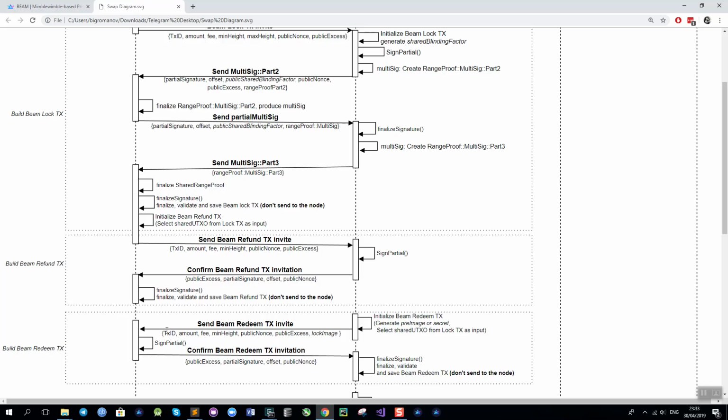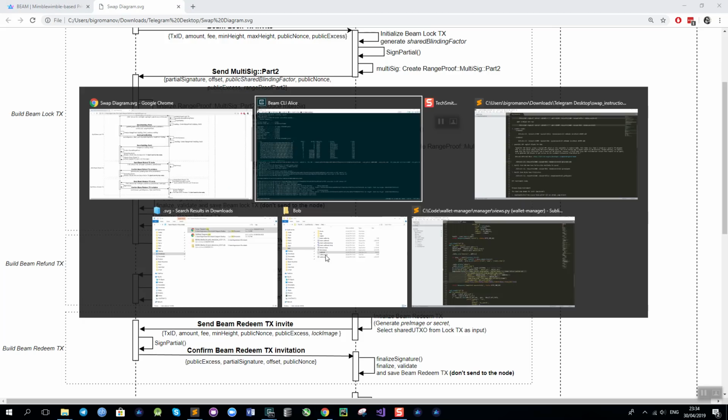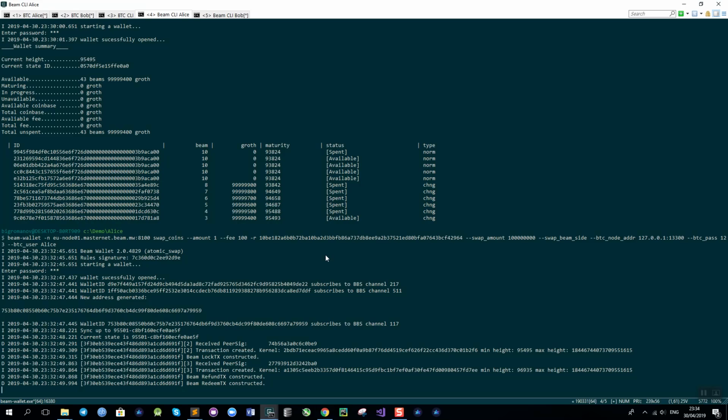All of these transactions have to be created and used in the appropriate order, so there is a lot of logic and monitoring going on here, which makes this feature quite complicated. So now what we have to do is just wait for enough confirmations on the Beam network, and the swap will be complete.